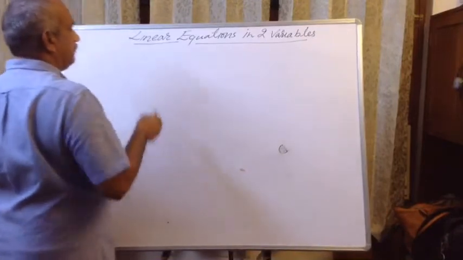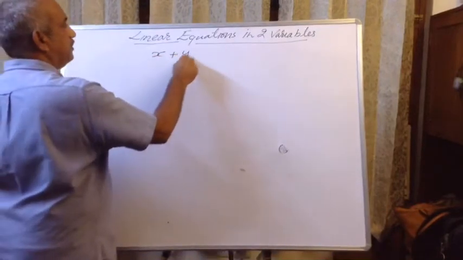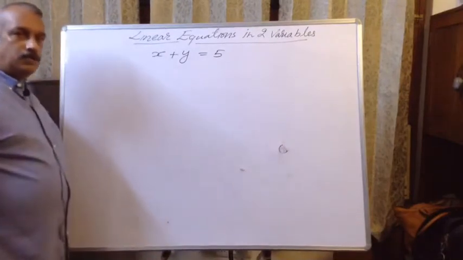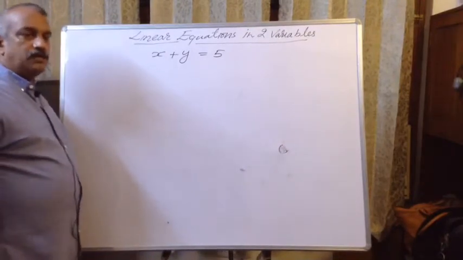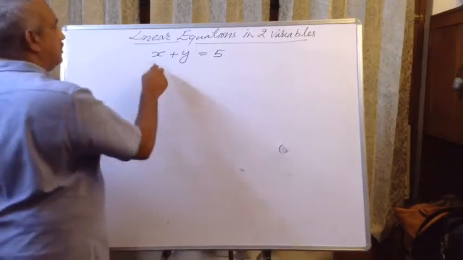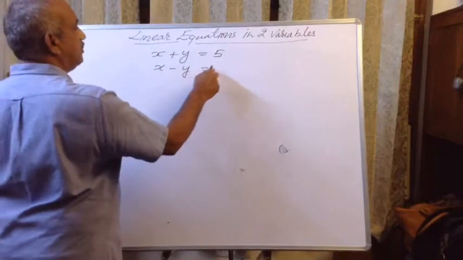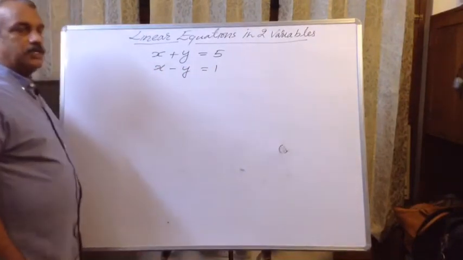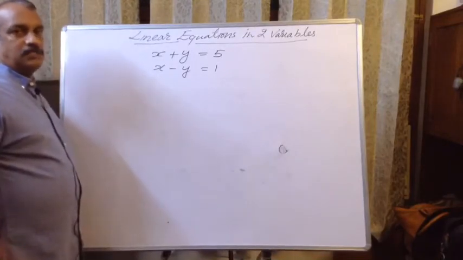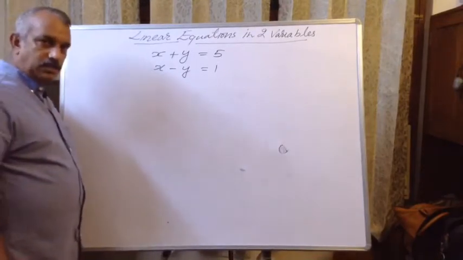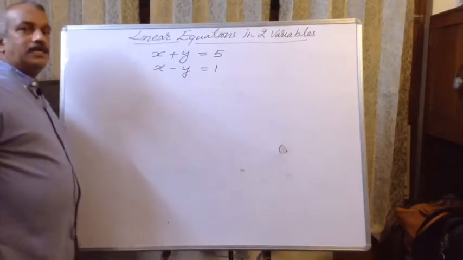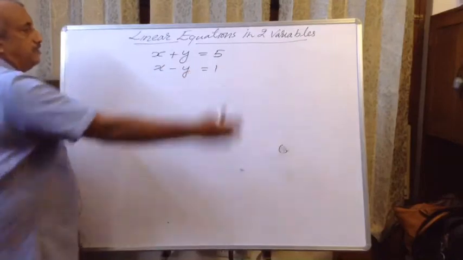Say x plus y is equal to 5: 1 and 4, 2 and 3, 3 and 2, 4 and 1, 0 and 5, 5 and 0, you can write directly. Even in this case, x minus y is equal to 1. Write any pair of numbers whose difference is 1: 6 and 5, 4 and 3, 2 and 1, 1 and 0, 10 and 9, 20 and 19. All these are answers for this one.